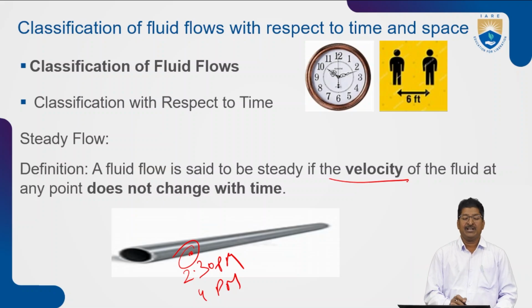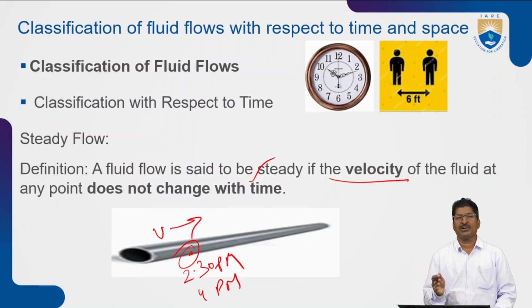So if velocity does not change with time, any time if you check the velocity at this particular point, okay, fluid flow velocity at this point at any time, it may be 9 o'clock, 10 o'clock, 11 o'clock, all the times, if it is having the same velocity, then that flow is called steady flow. So steady flow means velocity will not change at a particular point with respect to time. Any time the velocity remains the same. That is called a steady flow at a particular point.